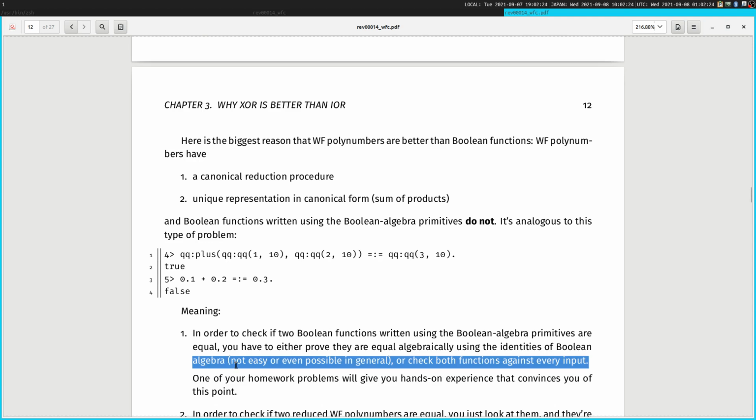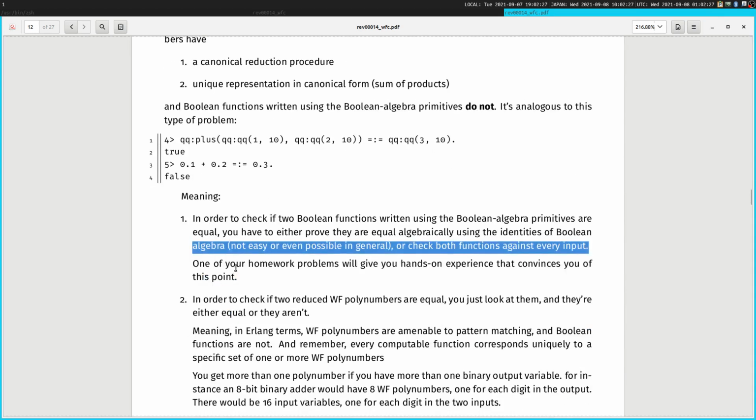Right, one of your homework problems, I don't know if I included the homework problems. I might need to delete that.